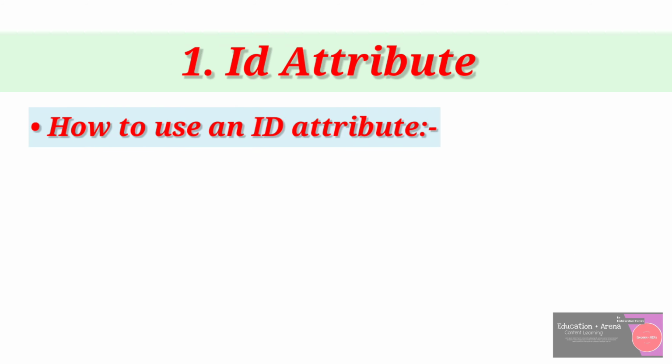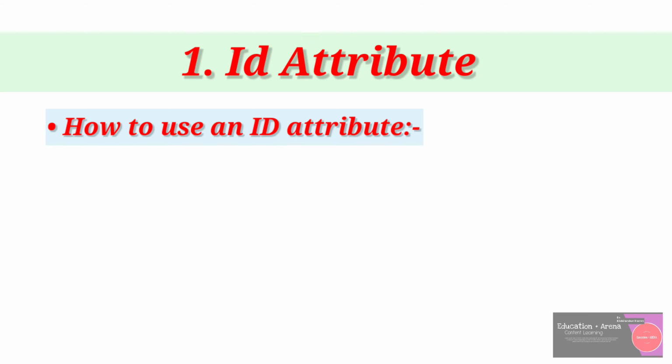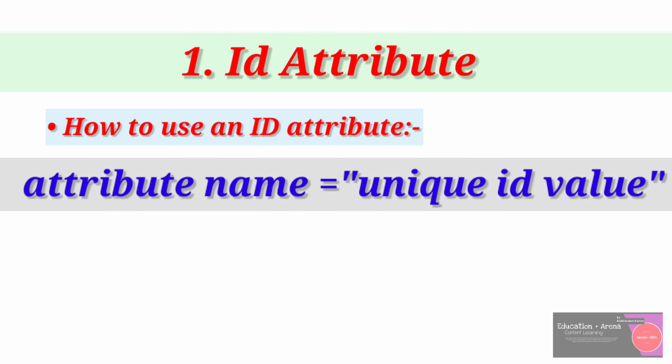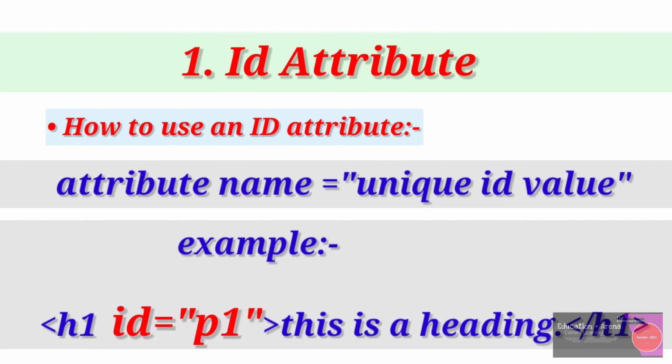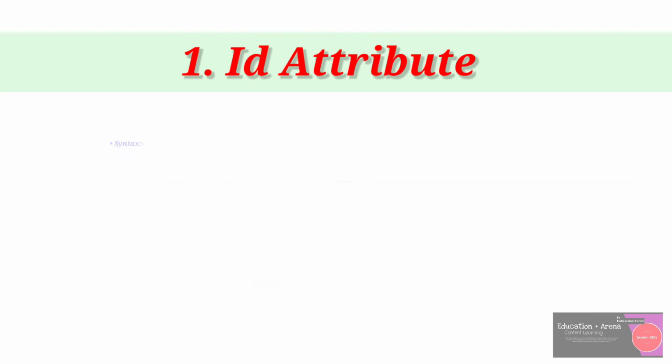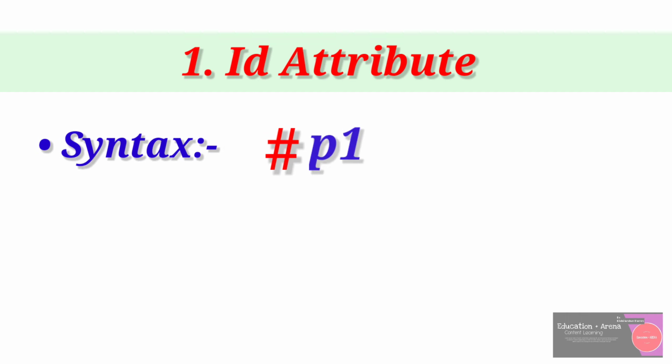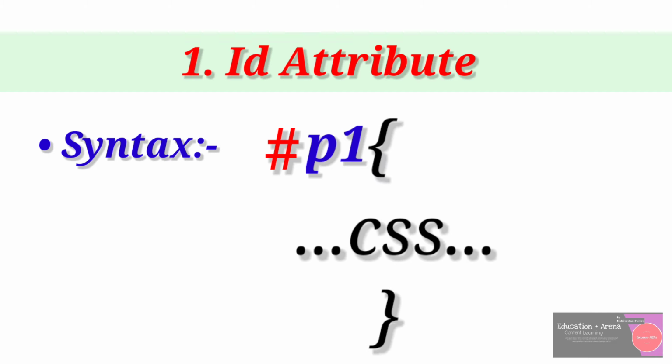Now we will see how to use an ID attribute. First you give the attribute name. After that, write a unique ID in the attribute value, for example id equals P1. So P1 is a unique ID for my heading element. Now the syntax to access the ID attribute is: first write a hash character followed by the ID name, and then define the CSS in curly braces.